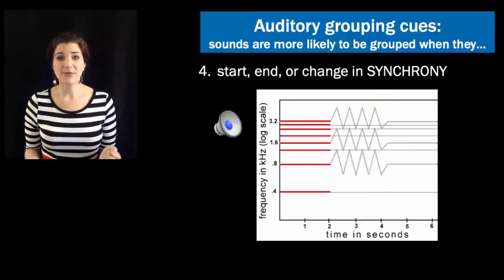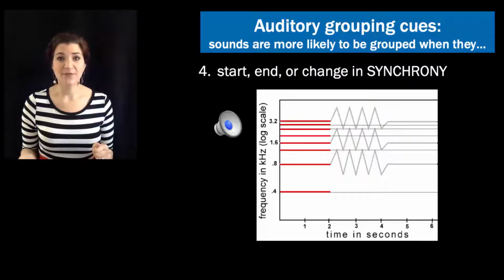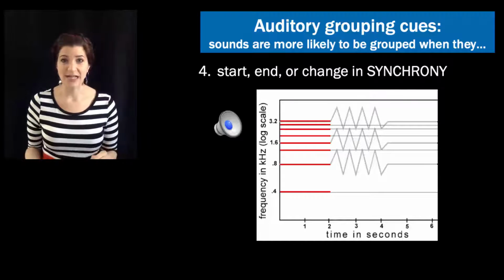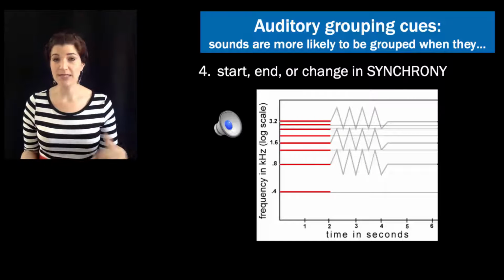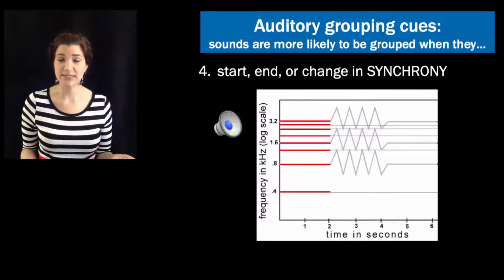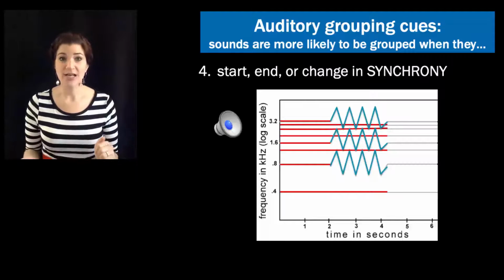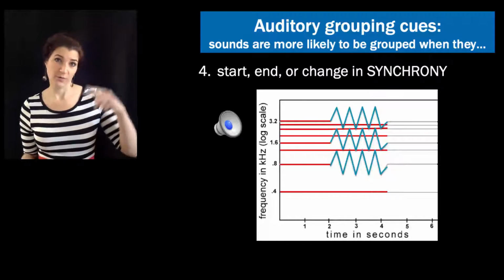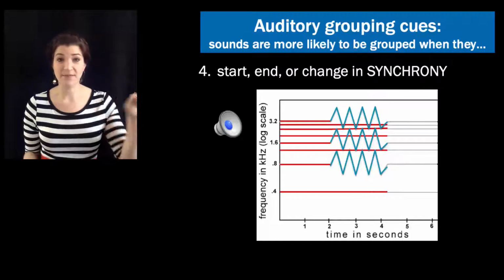You are going to hear three sections of sounds. In the first section and the last section, it's going to sound like one stream because all of the frequencies are possible harmonics of the same fundamental frequency. But then in the middle section, some of those frequencies are going to move together. Some of them are going to go wee wee wee, while the other ones maintain the same frequency.